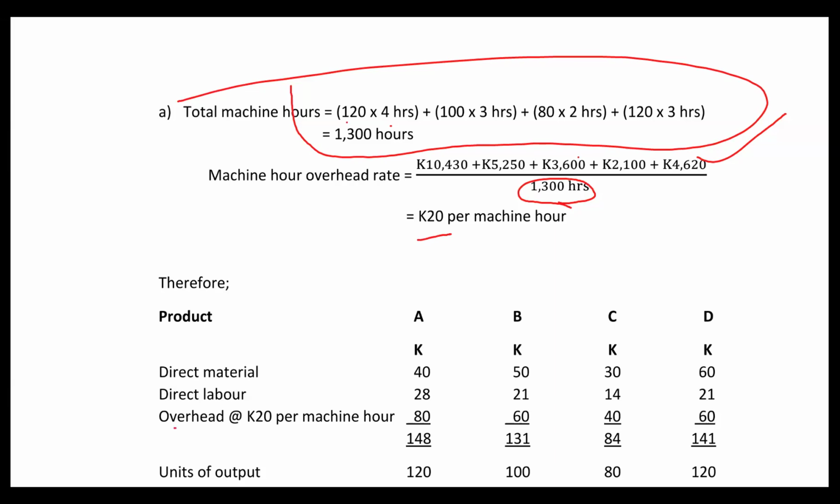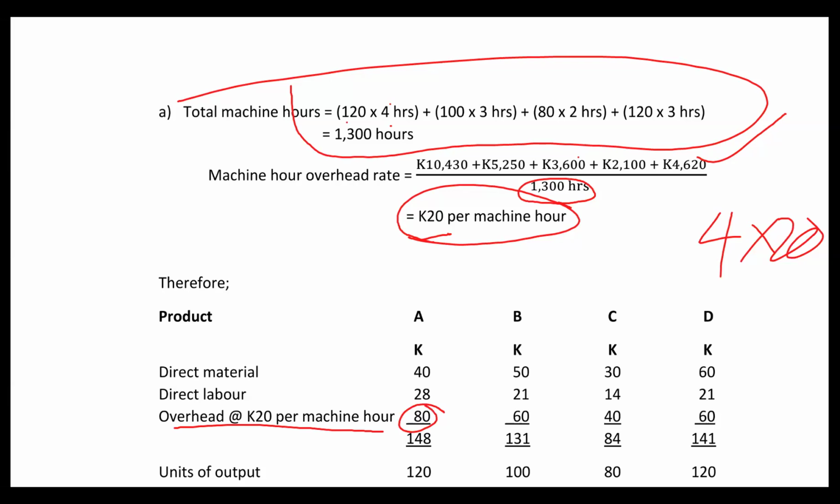So for example, when you go to product A, it is 20 kwacha per machine hour. How many hours were allocated to A? It was 4 hours. So you say 4 hours times the 20 kwacha per machine hour. It gives you 80. Then the next one, 20 kwacha per machine hour times the 3 gives you 60. And 20 kwacha times 2 gives you 40. 20 kwacha times 3 gives you another 60.